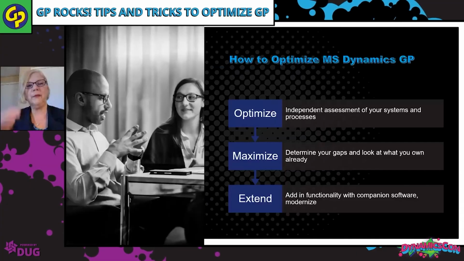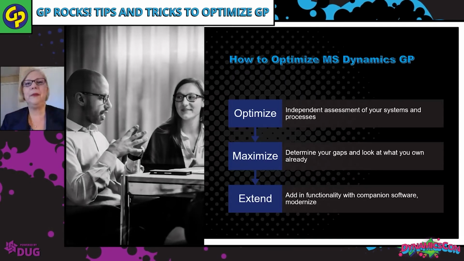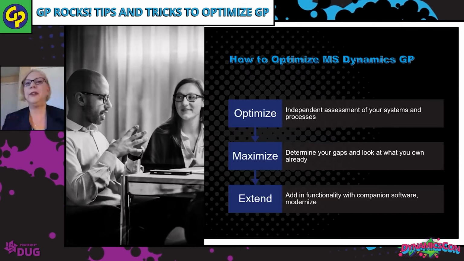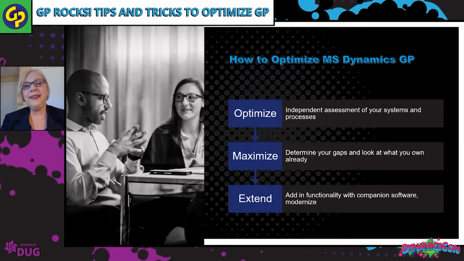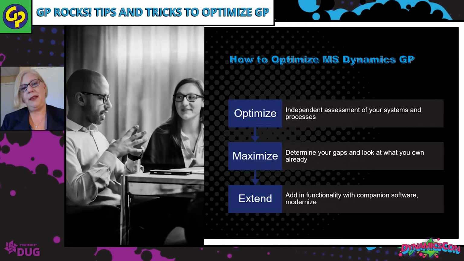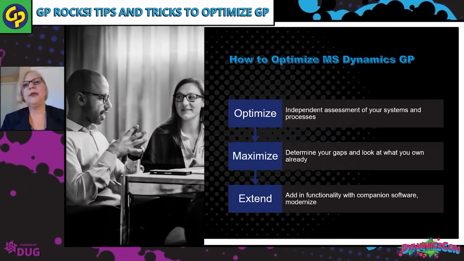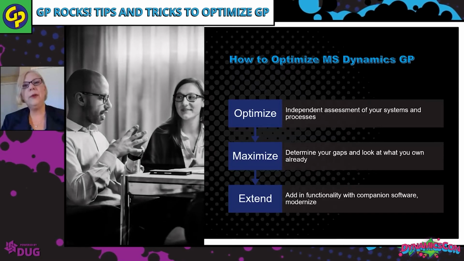If you're going to kick that can a little further down the road, one is to think about how you can optimize GP. Obviously, if you're on an older version, please upgrade, get with your partner, get on a current version. But I think there are really three key areas: optimize, maximize, and extend. What do I mean by that? Optimize means look at your system, get an independent assessment or review of your systems and your processes.